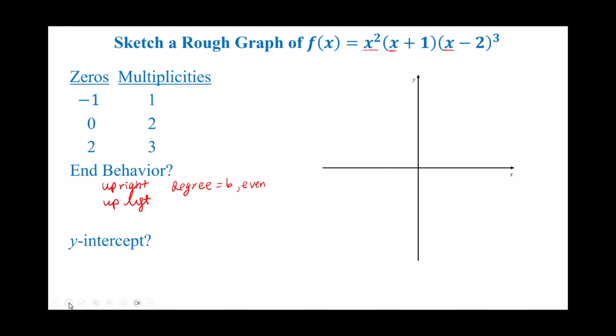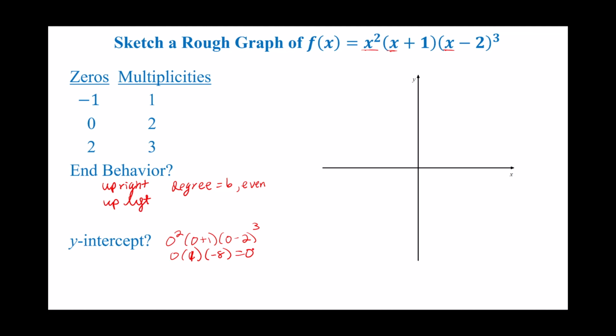What about the y-intercept? So the y-intercept would be, what if x is 0? So if x is 0, we have 0 squared times 0 plus 1 times 0 minus 2 cubed, which is 0 times 1 times negative 8, which is 0. So our y-intercept is 0.